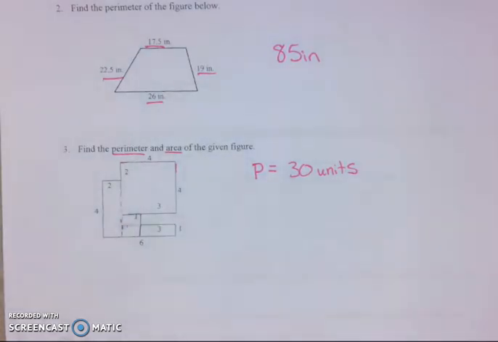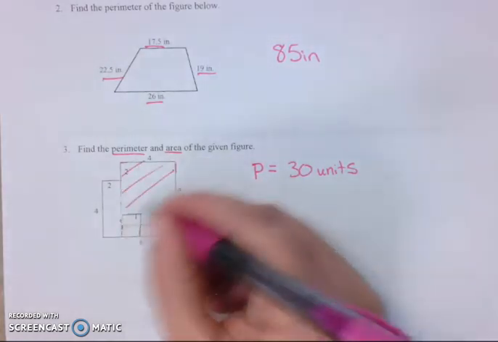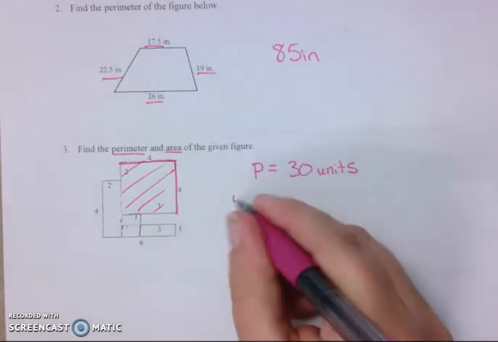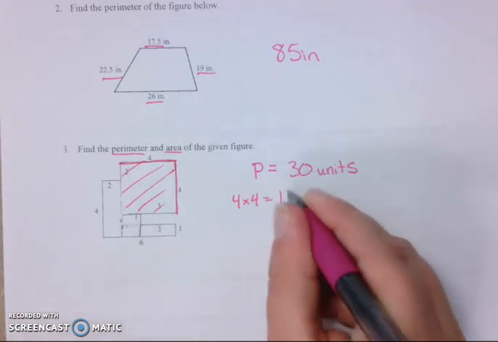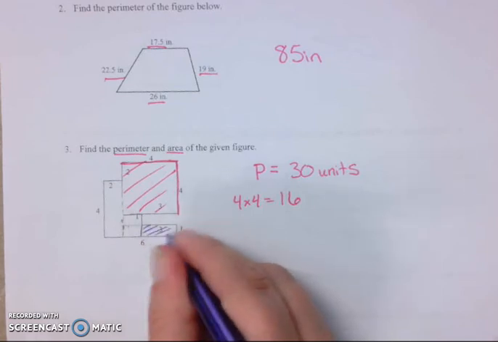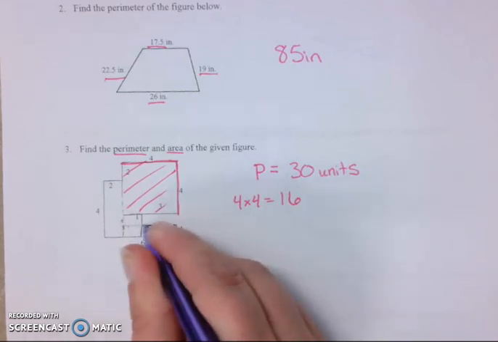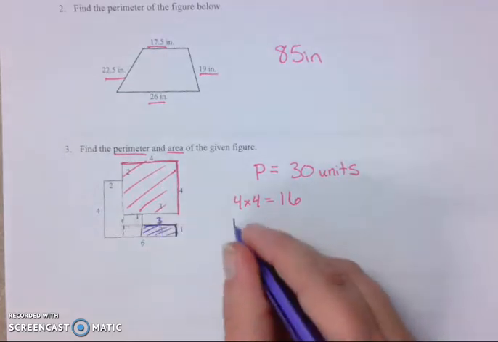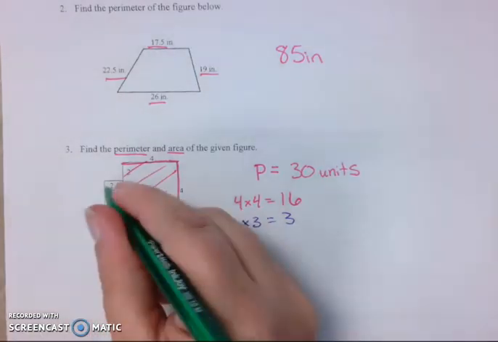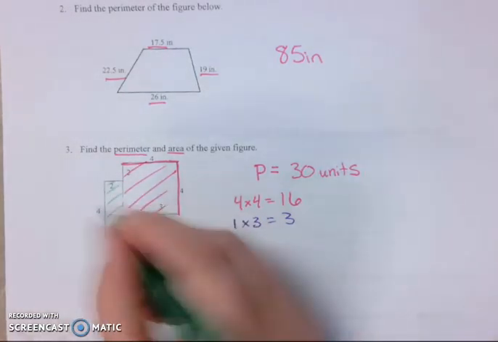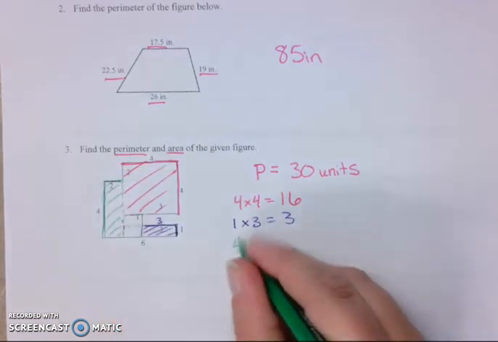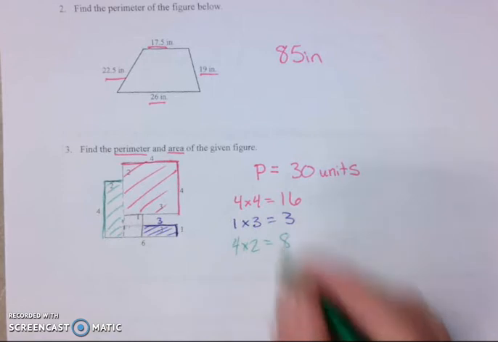So we do length times width. This one here, 4 by 4. That equals 16. This rectangle right here, this is a 1, and that's 3. So 1 times 3 has an area of 3. This rectangle right here, 2 and 4. So 4 times 2, that has an area of 8.